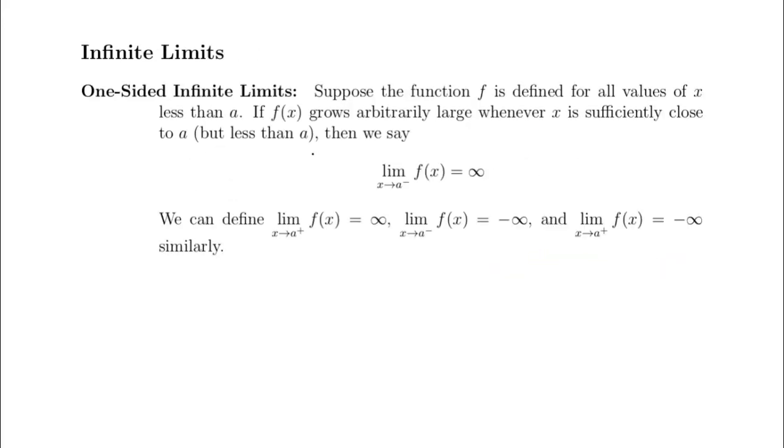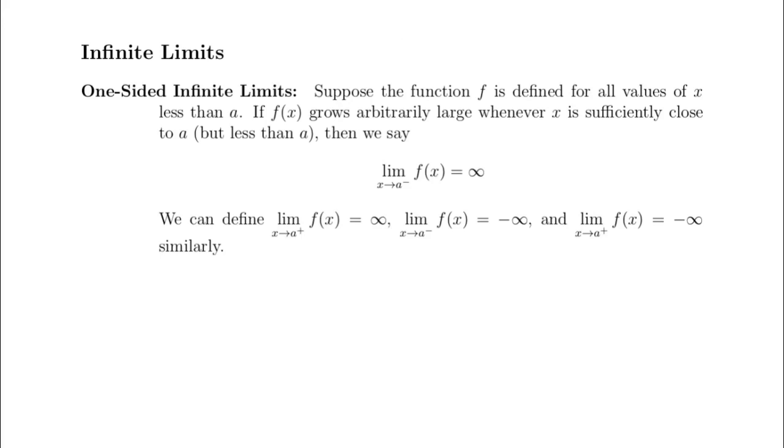Okay, cool. So here's our one-sided infinite limits. We can define one-sided infinite limits pretty much the way that you'd think. We'll say, suppose that your function is defined for all the x values less than a. If f of x grows arbitrarily large when x is sufficiently close to but less than a, then we can say the left-sided limit goes off to infinity. And then you can just tinker with the less thans and greater thans to get left and right side limits that are infinite.